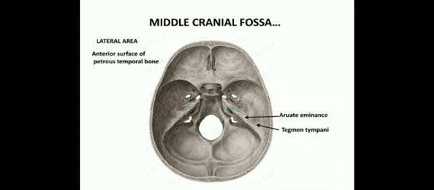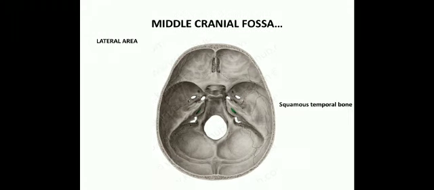The tegmen tympani is a thin plate of bone anterolateral to the arcuate eminence. It forms a continuous sloping roof for the tympanic antrum, for the tympanic cavity, and for the canal for tensor tympani. The cerebral surface of the squamous temporal bone is concave. Here we can observe the squamous temporal bone. It shows the impressions for the temporal lobe and grooves for the branches of the middle meningeal vessels.